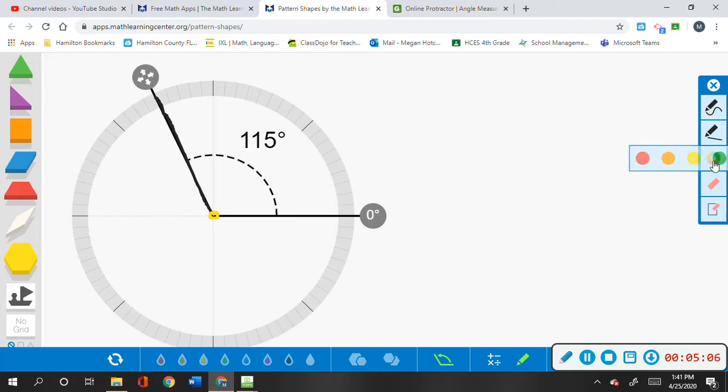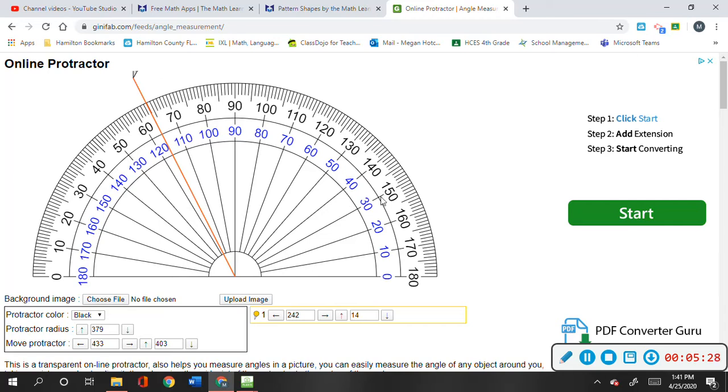Change our colors. We're going to draw that ray going straight across at that 0 degree mark. There are 2 marks on the protractor labeled 30. Choose the one that is 30 degrees from your 0 mark. So 30 degrees would be right here. Just like that. Let's get rid of that one. I don't want that one. There we go.